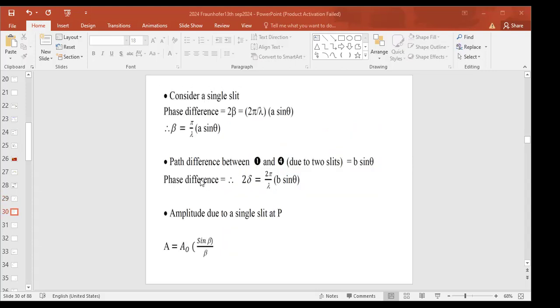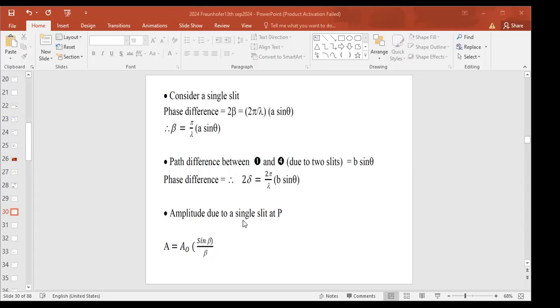So let's say the phase difference is 2 delta. Here it is 2 beta, but here let's say 2 delta. Then 2 pi over lambda into the path difference, which is b sin theta. So for the 1 and 4 rays, the phase difference is equal to 2 pi over lambda b sin theta. Let's keep it like that.